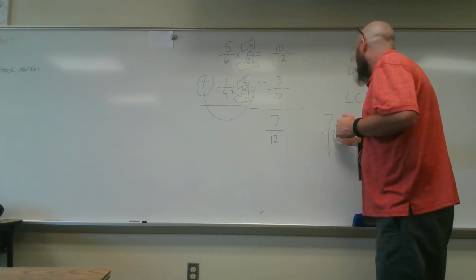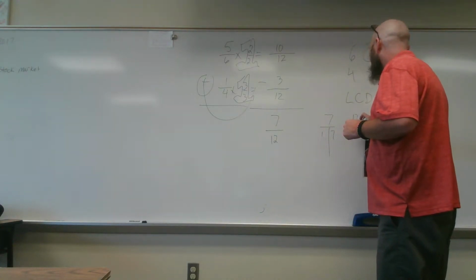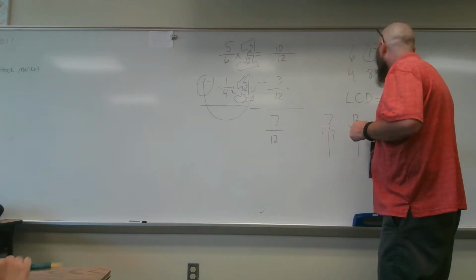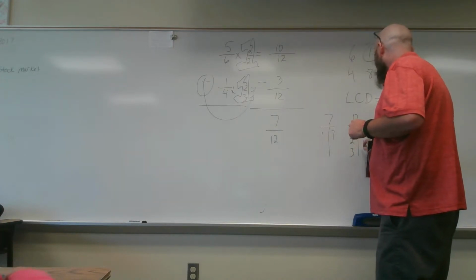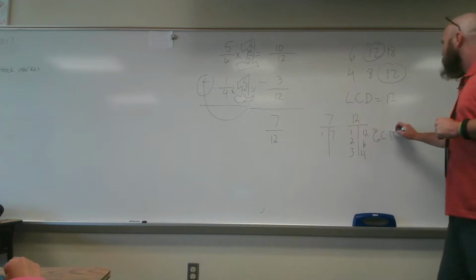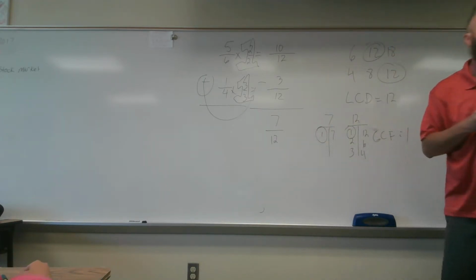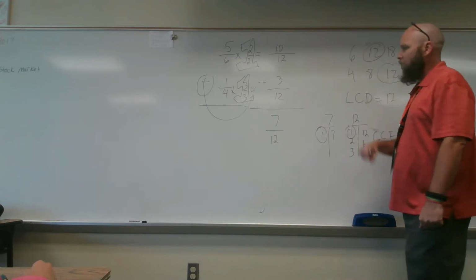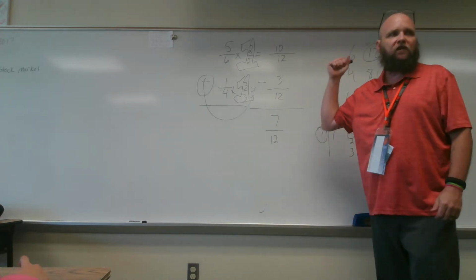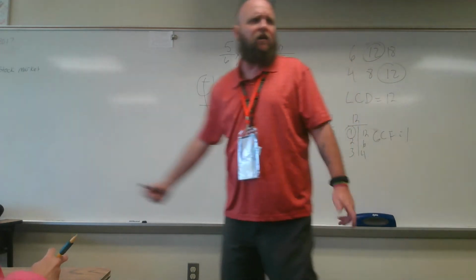I need to see if it can be simplified. Factor pairs for 7 are 1 and 7. Prime number. Factor pairs for 12: 1 and 12, 2 and 6, 3 and 4. Greatest common factor equals 1. If the greatest common factor is 1, that fraction cannot be simplified. So 7/12 is my answer, which is which letter?